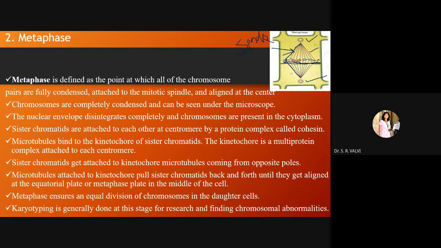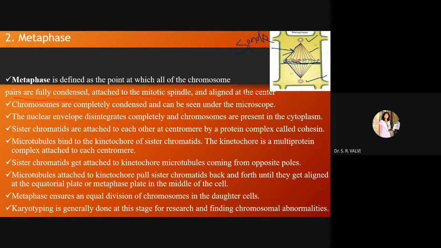Metaphase is defined as the point at which all the chromosome pairs are fully condensed and attached to the mitotic spindle and align at the center. Within the scientific words, this is the correct definition of metaphase, right? So all the chromosome pairs should be fully condensed. There should not be chromatin; they should be chromosomes. They should be attached to the mitotic spindle fiber and aligned, arranged at the center. So that is metaphase.